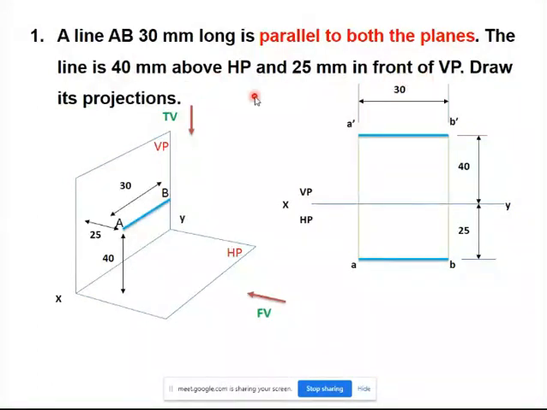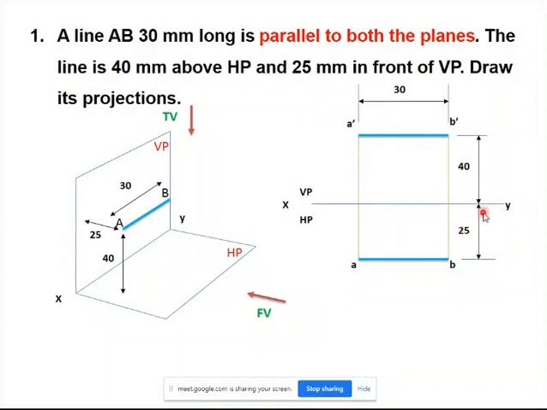So we have to create a line that is 40 mm above HP. That means from the reference line, we have to create a 40 mm distance. That is what is created here. After that, we have to create 25 mm in front of VP. If it is in front of VP, we have to mark the line below the reference line. That should be below the reference line. The distance is 25 mm, so here it is marked as 25.